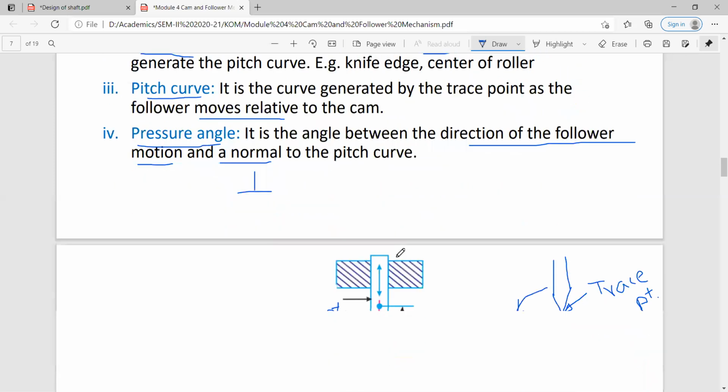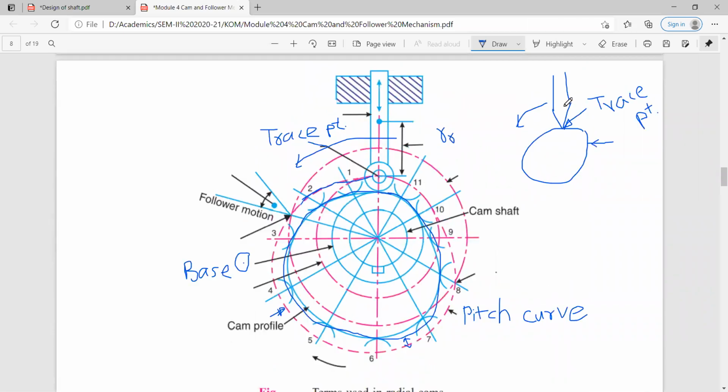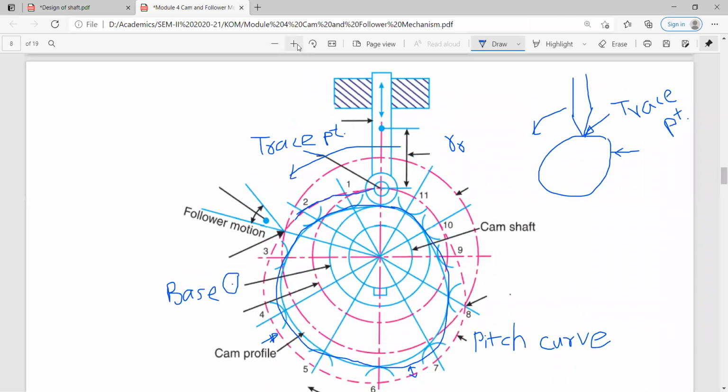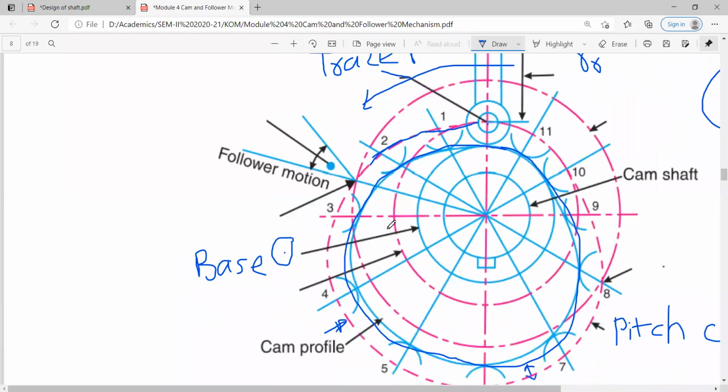So for example, suppose it is the pitch curve. You know that the pitch curve and cam profile are separate. So the pressure angle is measured at the pitch curve.